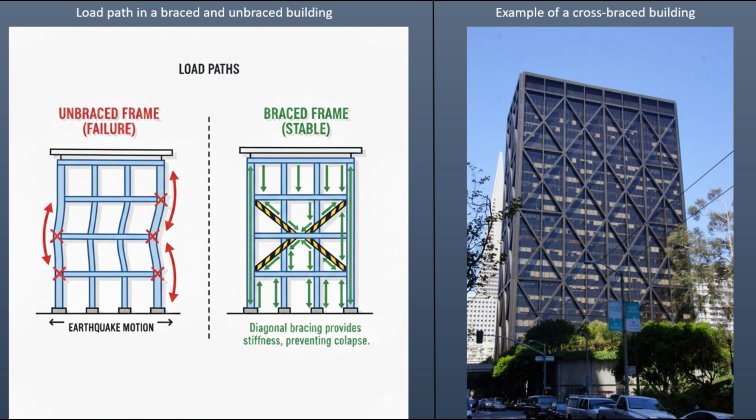Another method to make buildings earthquake resistant include bracing and cross bracing. This channels the horizontal force from the earthquake into axial forces and dissipates across the entire building, preventing higher levels of stress at one specific point and reducing the risk of failure.